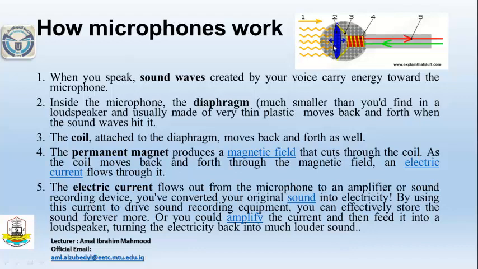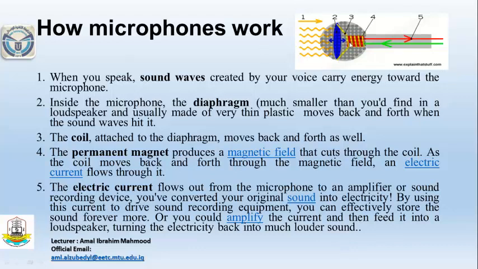So when the sound wave hits the diaphragm in the microphone, there will be a movement of the diaphragm backward and forward. The coil, this is the yellow one, attached to the diaphragm moves back and forth as well. There is also a magnet. This permanent magnet produces a magnetic field that cuts through the coil as the coil moves back and forth through the magnetic field. So, by the assistance of the coil and magnetic field, an electrical current occurs.